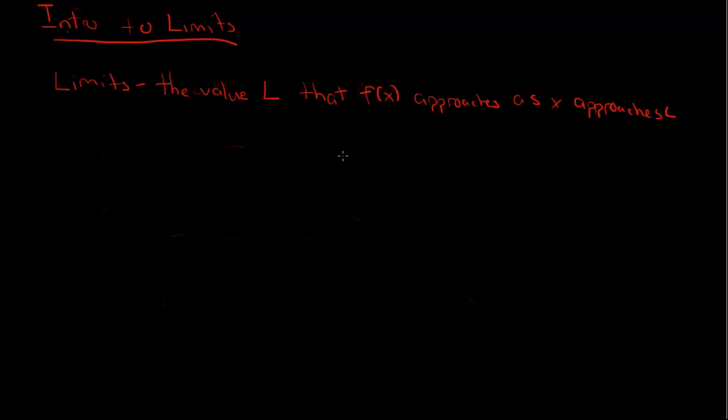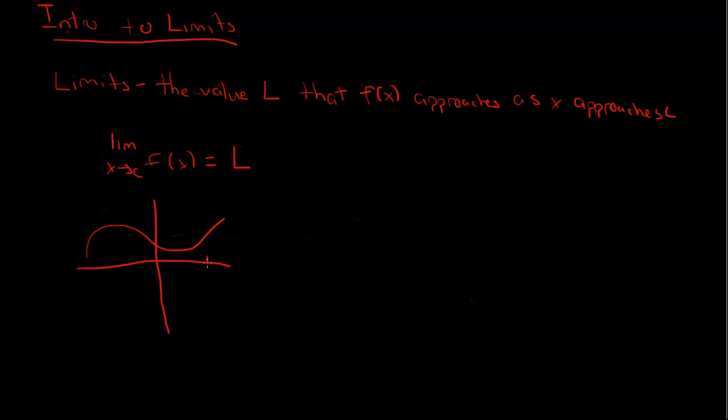Now the main thing to remember about a limit is that the limit is not about what happens to the function f of x at x equals c. It's about what happens as x comes infinitesimally close to c. So let's look at how you would write this. You would write it like this: limit as x approaches this value c of f of x is equal to a value, let's just call it L.